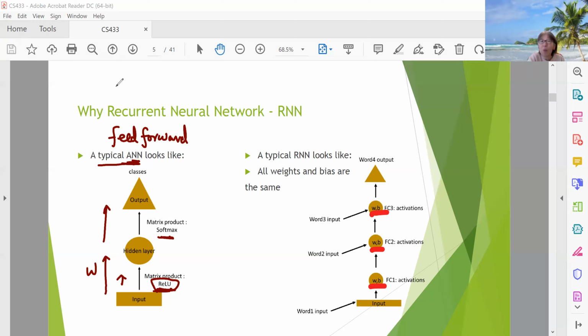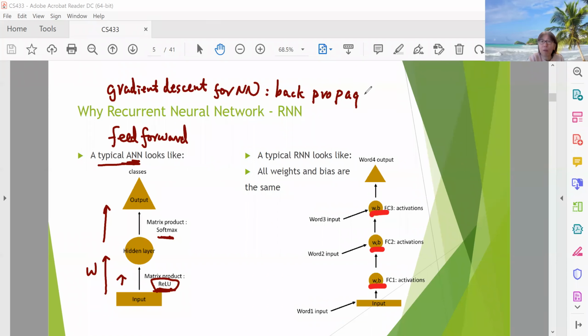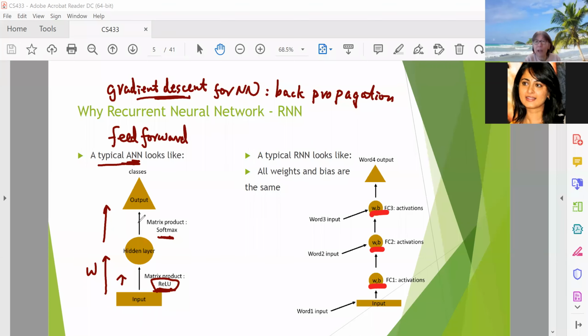But you may ask, when we previously discussed gradient descent for neural networks, we also discussed the concept we call back propagation. Back propagation is regarding the gradient descent part. But overall, for a neural network, it is feed forward.